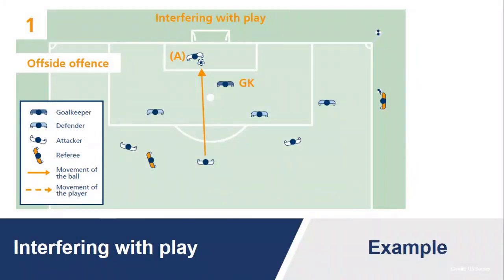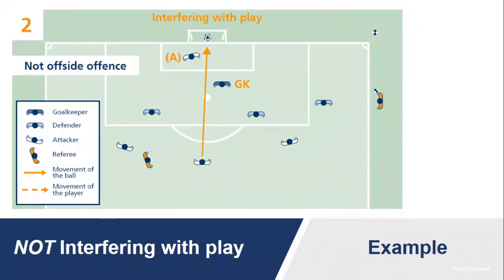I want to also make sure that you understand when they're not interfering with play. So despite A being in an offside position, that doesn't mean they interfered with play just by being there. Being in an offside position is not an offense in and of itself. They did not play the ball in this case. The shot went directly in. They didn't impact the goalkeeper's ability to play the ball. They didn't challenge an opponent for the ball. We count this as a goal.